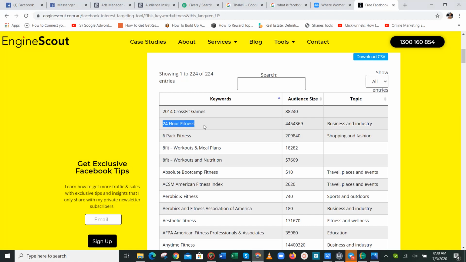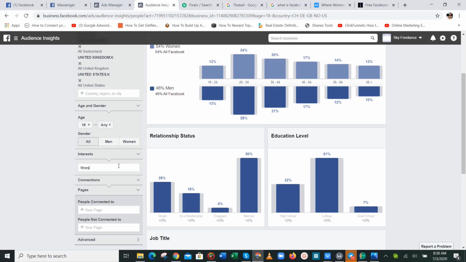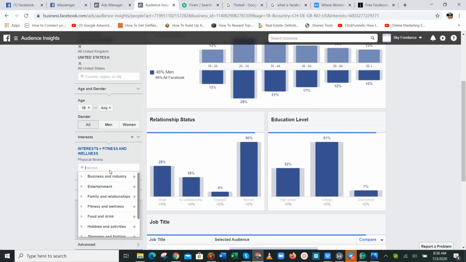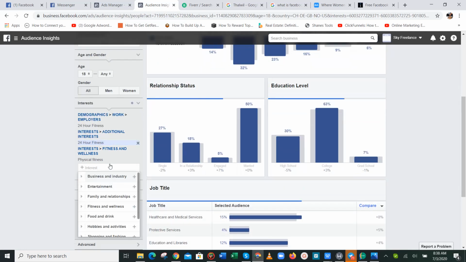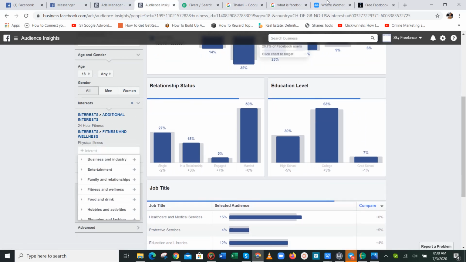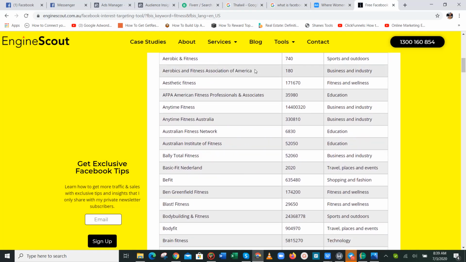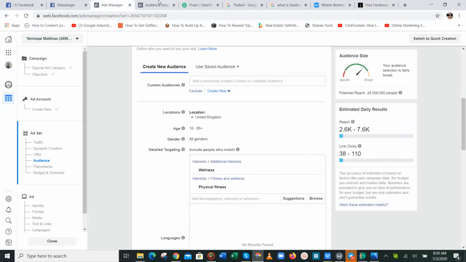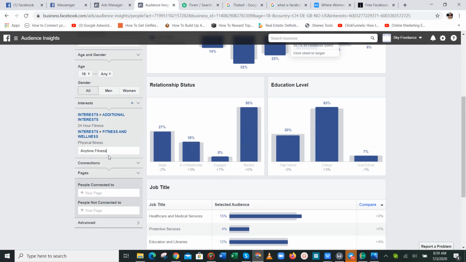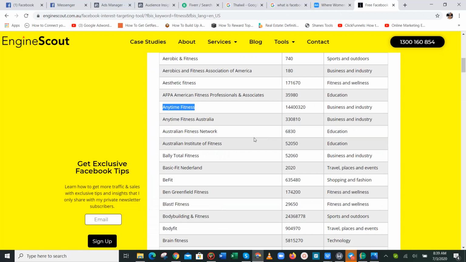Let's write fitness first. Okay, so physical fitness, 24 Hour Fitness, under employers. Okay, let me choose it again. Under additional interest, let me look for employer. We don't want to target the employers. So let me type aerobics. Oh no, they have 180 audience. Anytime Fitness, okay. They have like 14 million audience size. So let me choose it. So we choose that. People searching for this under additional interest. Okay, that's also good.